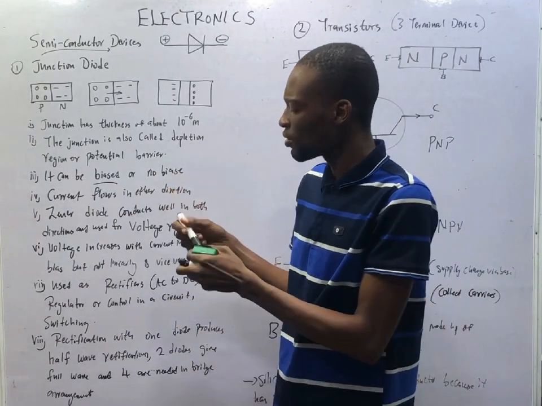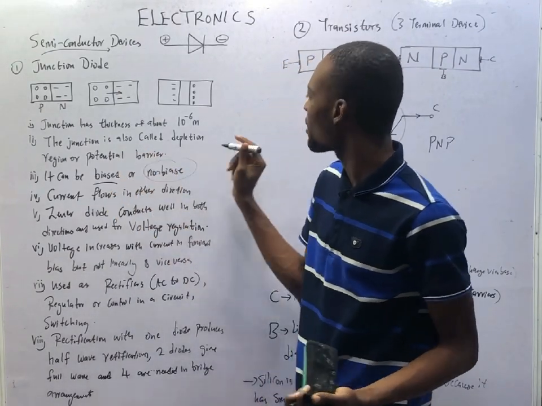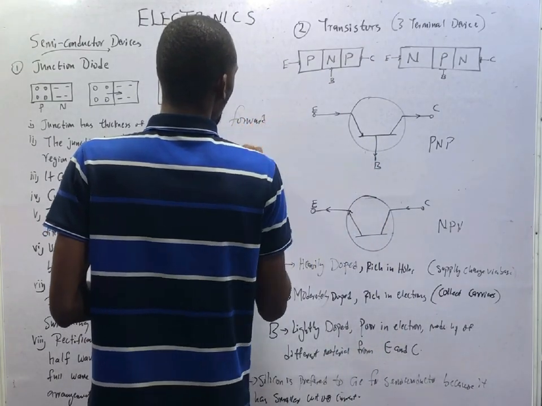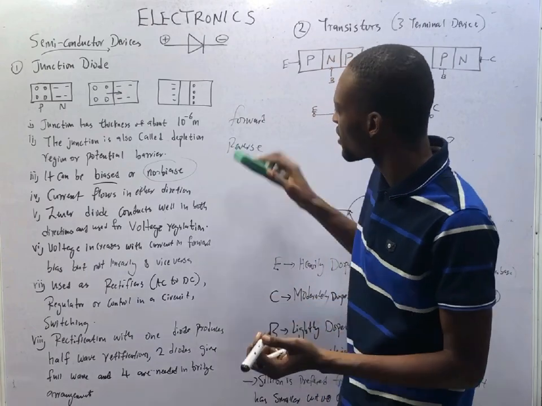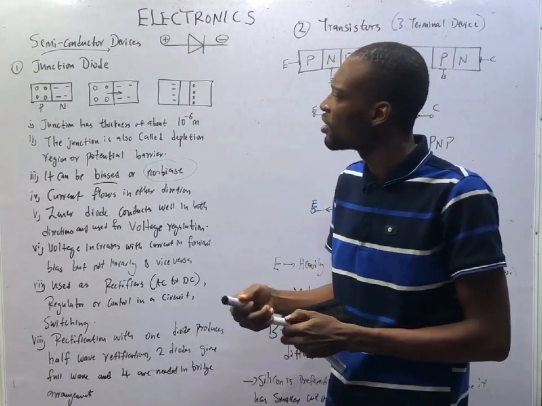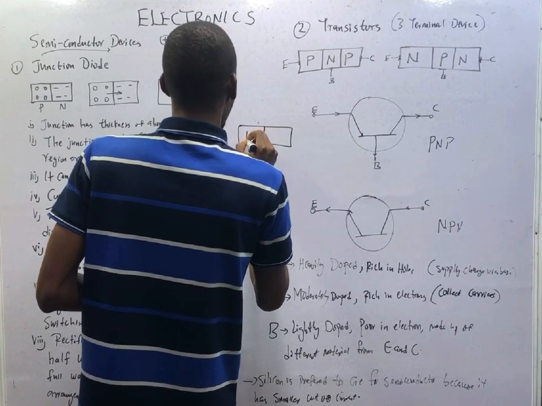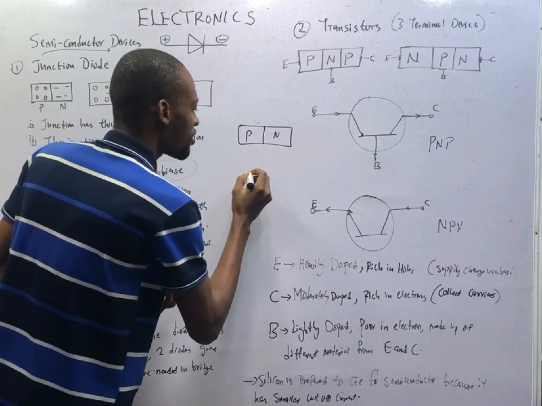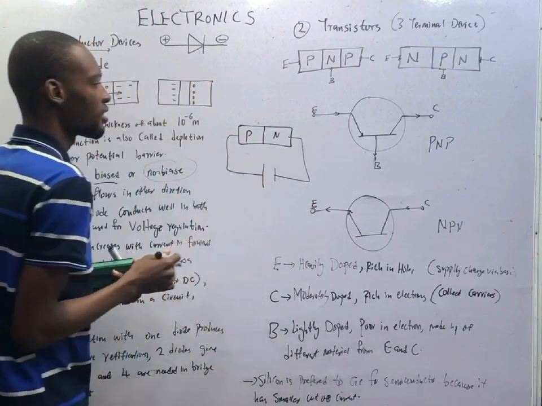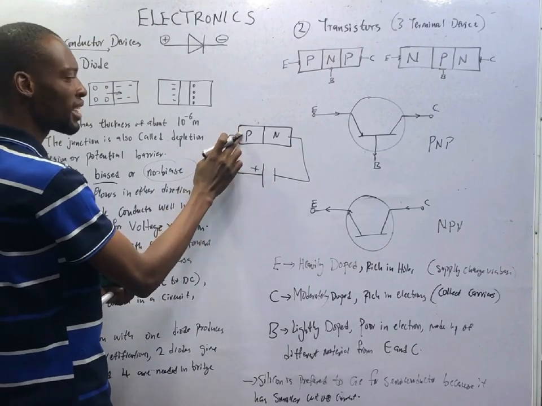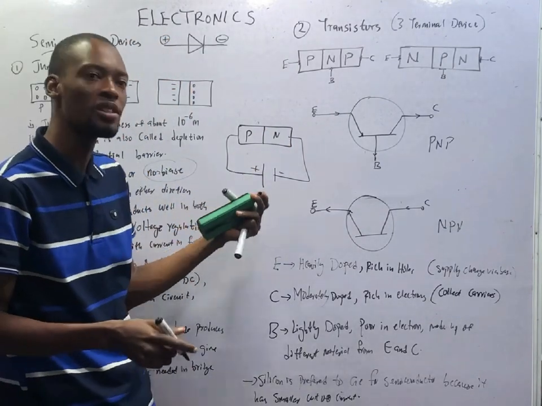Look at it. When there is no battery attached to a diode, we say it is non-biased. Now, in biased, a diode can be forward biased or reverse biased. Now, what is forward biasing and what is reverse biasing? It is a very simple concept. If you take this to be the diode, and you say this is the positive and this is the negative, and you have a battery like this, if the positive part of the battery is connected to the P end and the negative side of the battery is connected to the N side, we therefore say that this diode is forward biased.